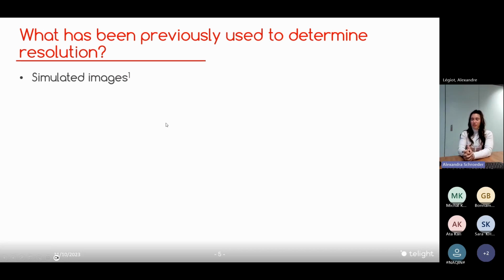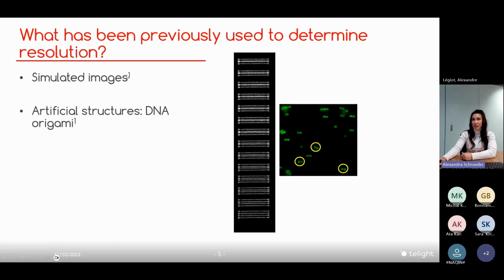And so how have we previously considered measuring resolution? Well, there have been simulated images as well as artificial structures. This could be anything from a test pattern of line spacing to DNA origami. This is using DNA in such a way as to orchestrate and create two fluorophores that can be separated by a very exact, concrete amount of space. Here is an example of 90 nanometer DNA origami that can be resolved.